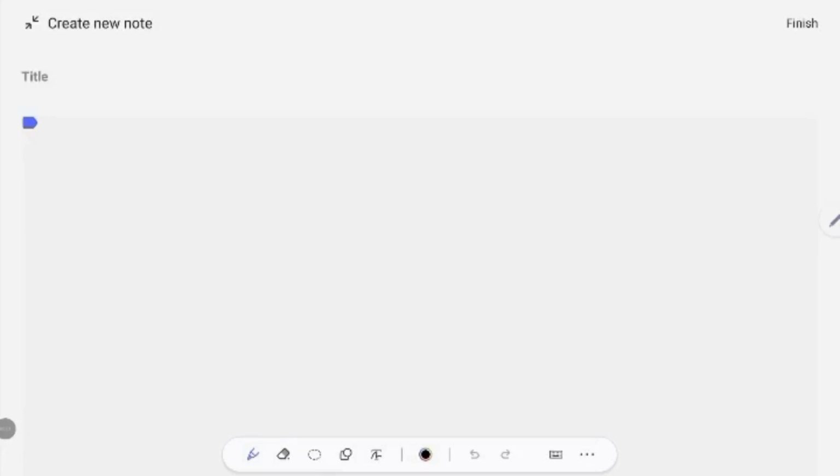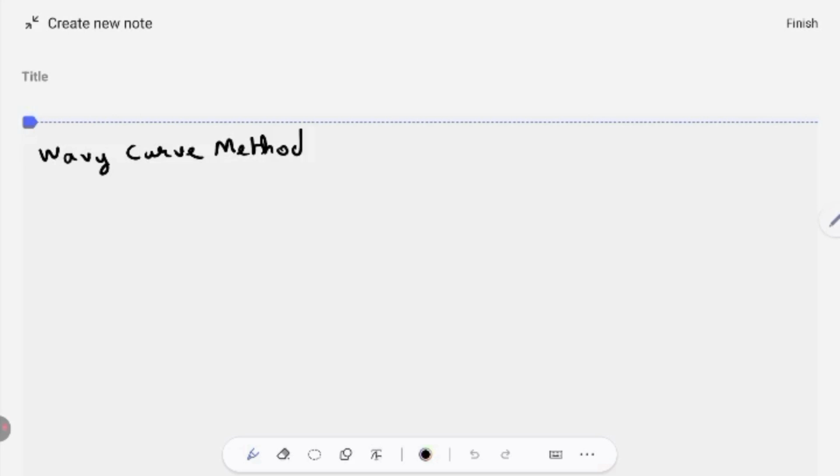Hello students, today we are going to learn about the Wavy Curve Method. Now what is this method and how useful is it? So the first point is that it is used to solve inequalities.